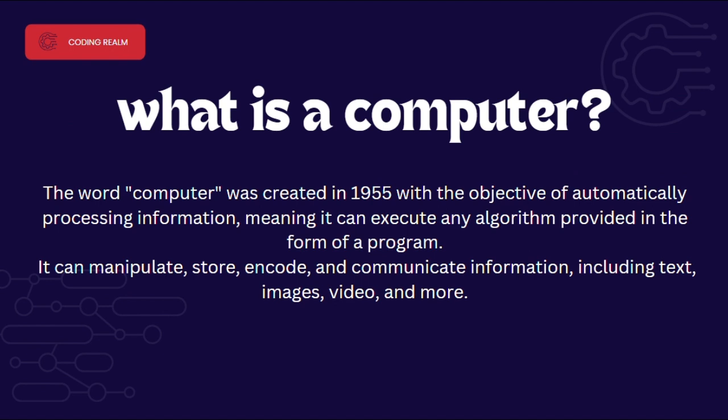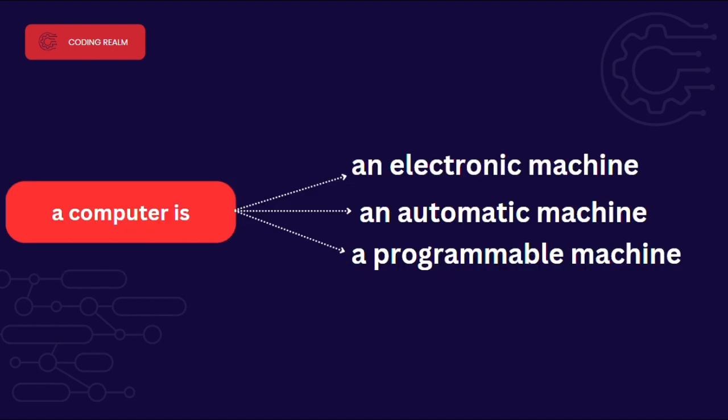Now, what is a computer? The word computer was created in 1955 with the objective of automatically processing information, meaning it can execute any algorithm provided in the form of a program. It can manipulate, store, encode, and communicate information, including text, image, video, file, etc. And these are the 3 definitions of a computer.